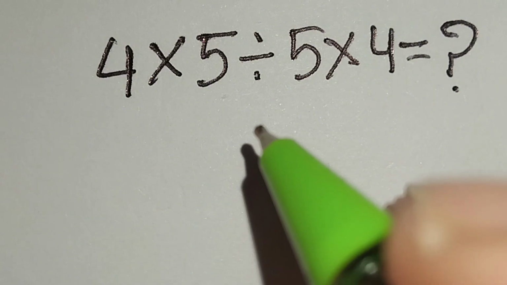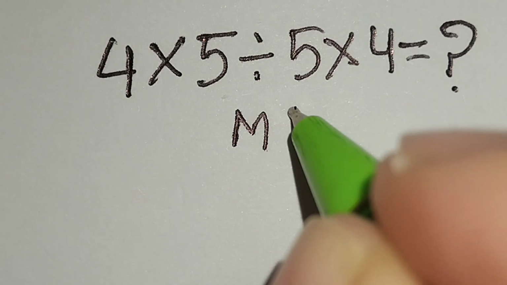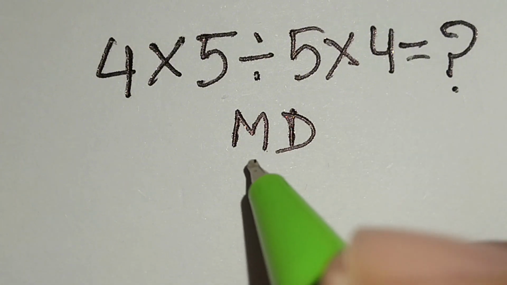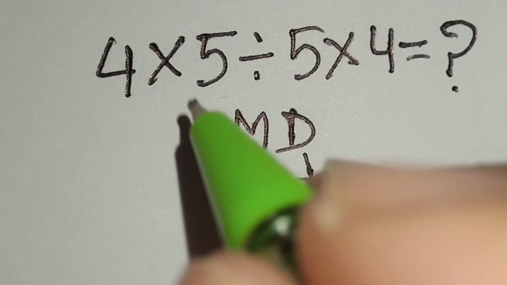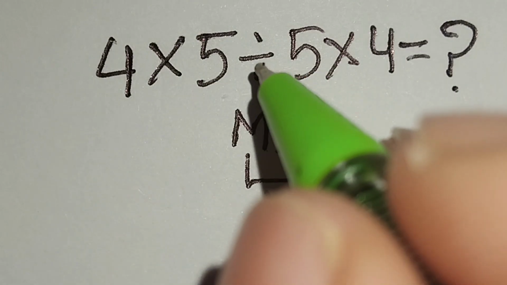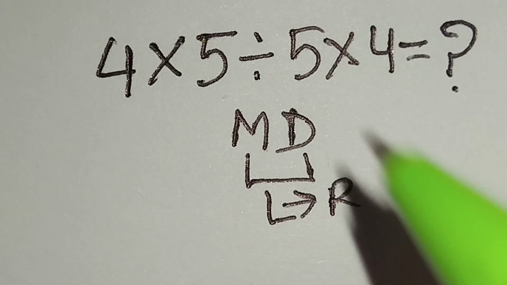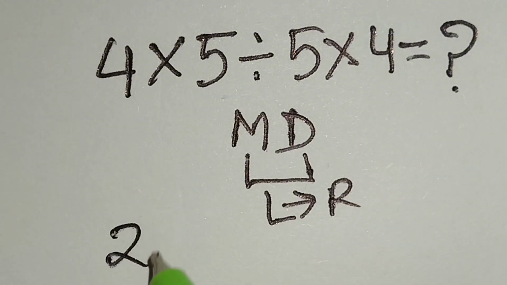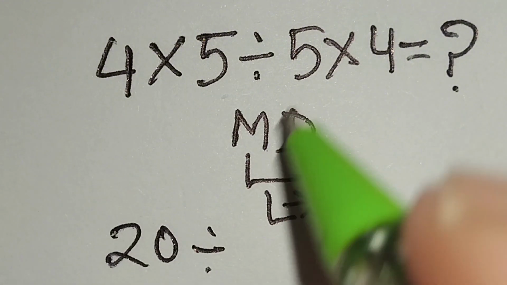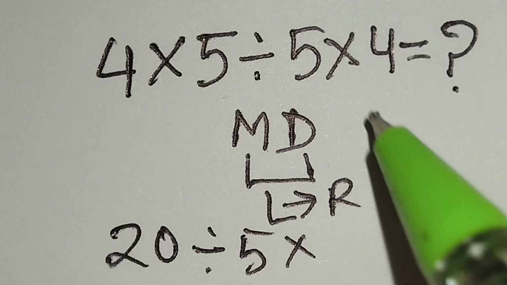According to the order of operation, multiplication and division have same priority. For this we have to work left to right. Therefore, at first we have to work with this multiplication, then this division, then this multiplication. Here 4 times 5 gives us 20 divided by this 5 times this 4.